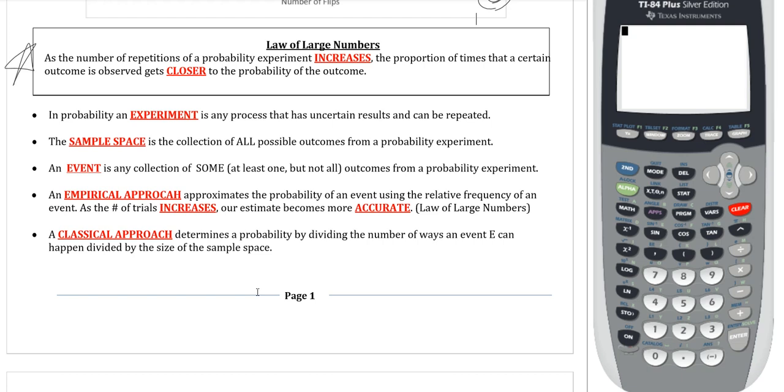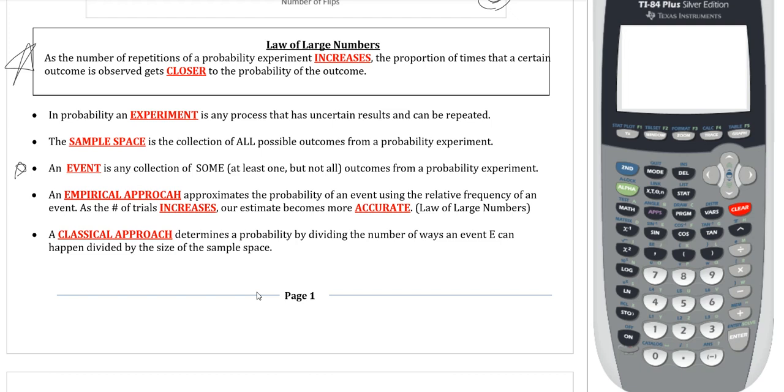Now, we talked about an outcome as anything that can happen in an experiment, but individual outcomes tend not to be that interesting. What we more care about are what we call events. We're more going to deal with these than anything else. Events are any collection of some outcomes from a probability experiment. Now it says at least some, but not all, but that's not necessarily true. You could have an event that could necessarily be all. It's just a subset. So an event is any collection of outcomes that share something in common.